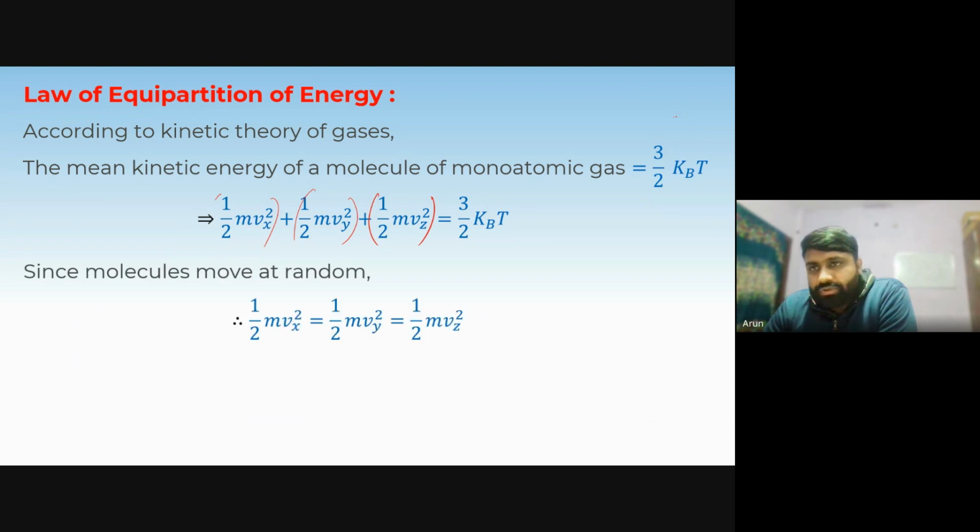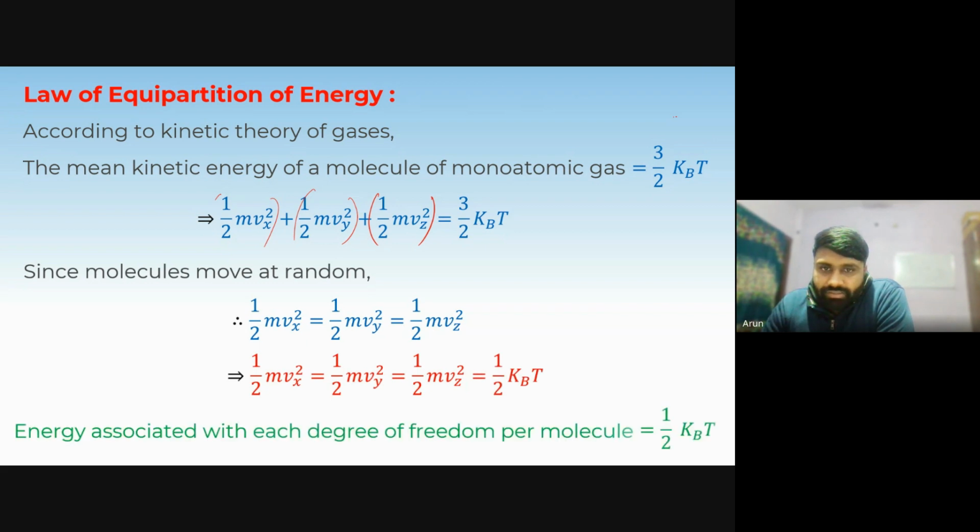Because molecular movement is very random, and the collisions between them are elastic, we can consider that the velocities, or the kinetic energy, in each direction are the same. So 1 by 2 m vx square is equal to 1 by 2 m vy square is equal to 1 by 2 m vz square, and this is equal to 1 by 2 times kb into T. So you can say that the energy associated with each degree of freedom per molecule is half kb into T.